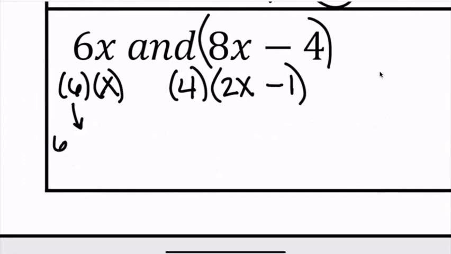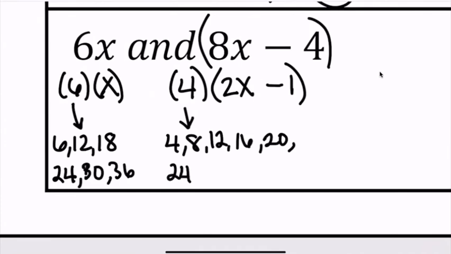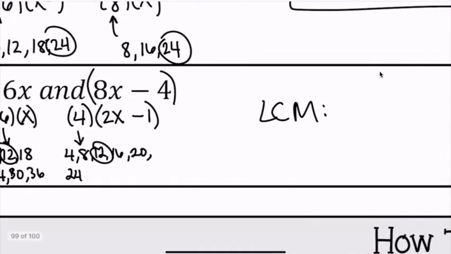6 would be 6, 12, 18, 24, 30, 36. Those are all the multiples of 6. Multiples of 4. We got 4, 8, 12, 16, 20, 24, etc. You'll notice they both have a common multiple of 12. And that is the smallest one, so the least common multiple is 12.